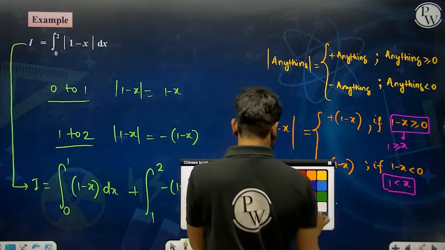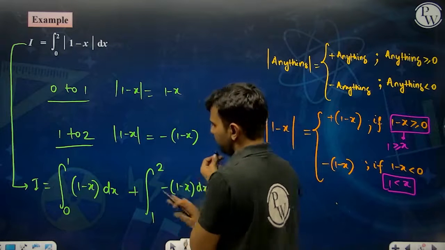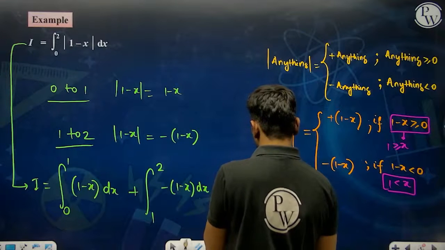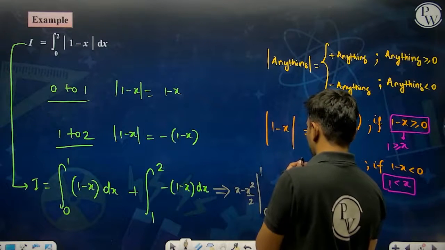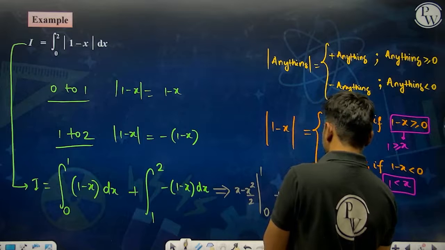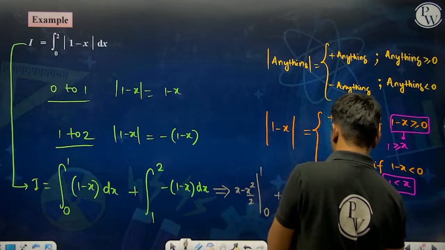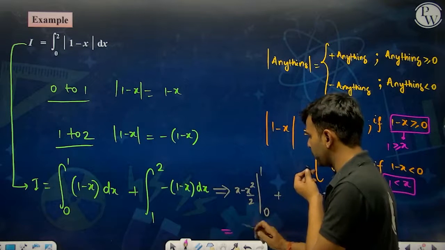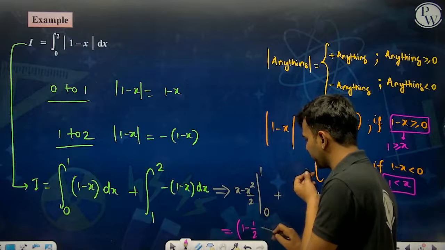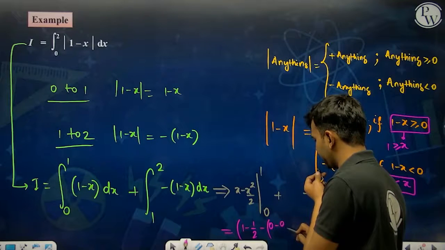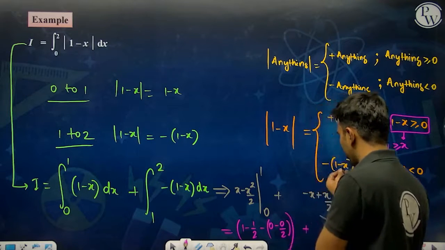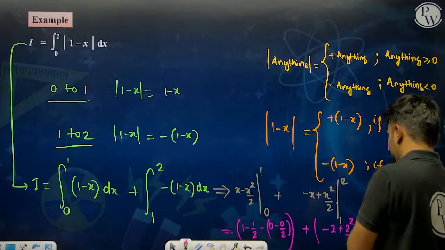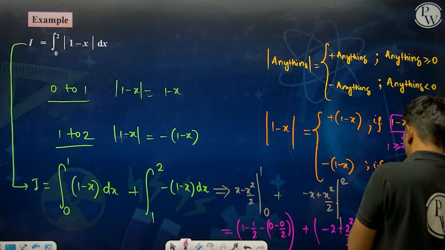Now you know how to integrate this one. It is going to be x minus x square by 2, with limits 0 and 1, plus over here it is going to be minus x plus x square by 2, with limits 1 to 2, and then accordingly you will get your answer. Once we put x equal to 1, you get this. When you put 0, you get this. Plus when you put 2, it is going to be 2 square by 2, minus when you put 1, it is going to be like this.